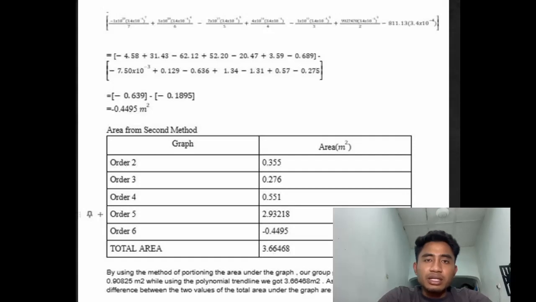The difference between method 1 and method 2: method 1 is 0.90825 minus method 2 order 4, 0.551, and the answer is 0.35725 mm squared.